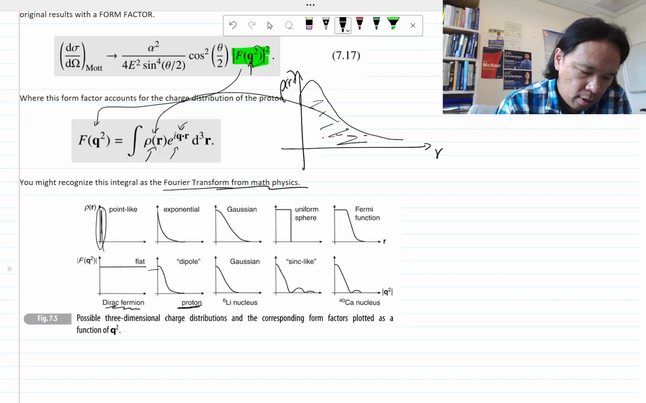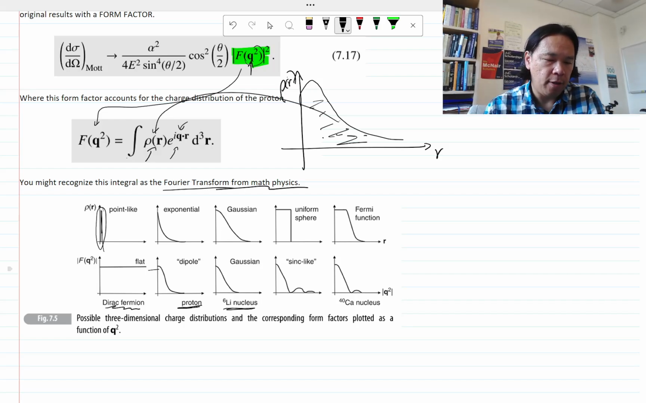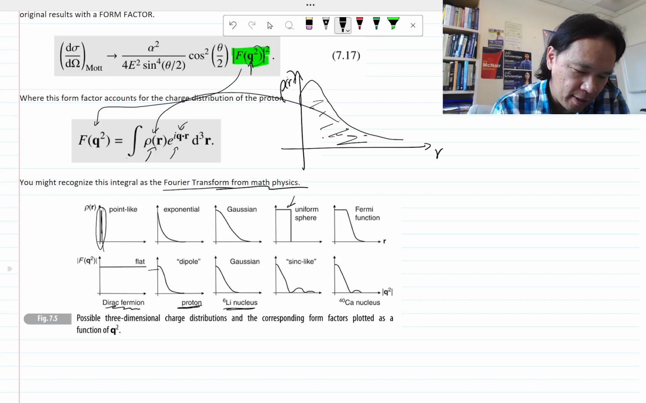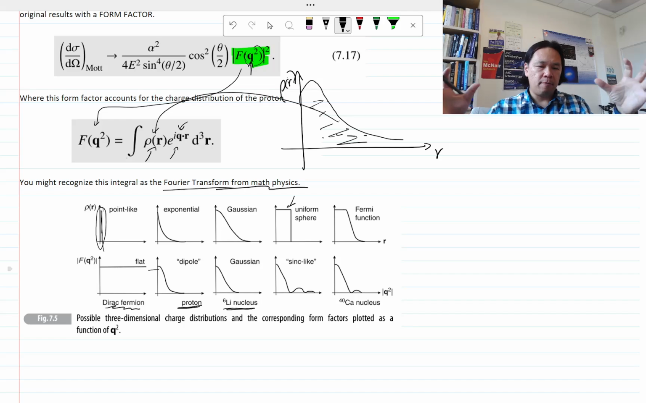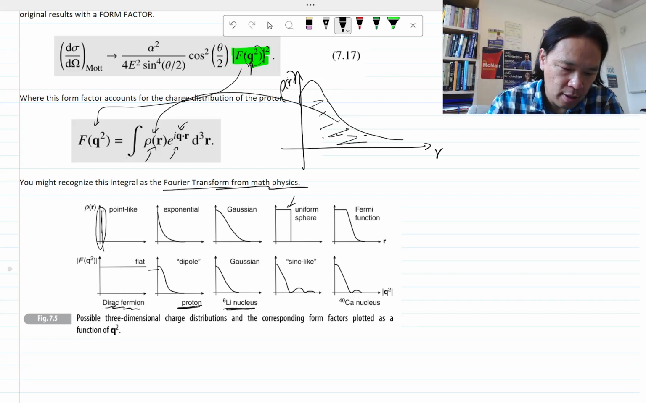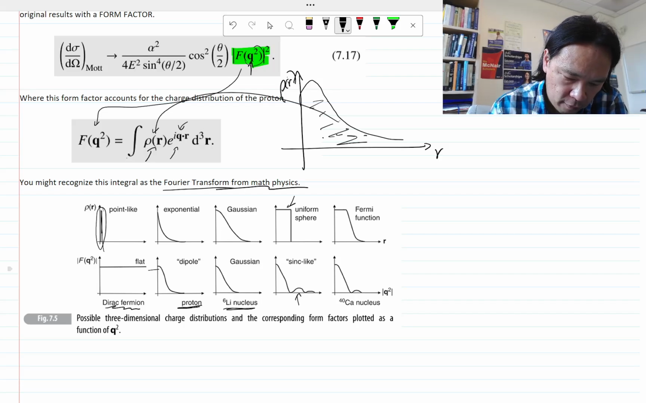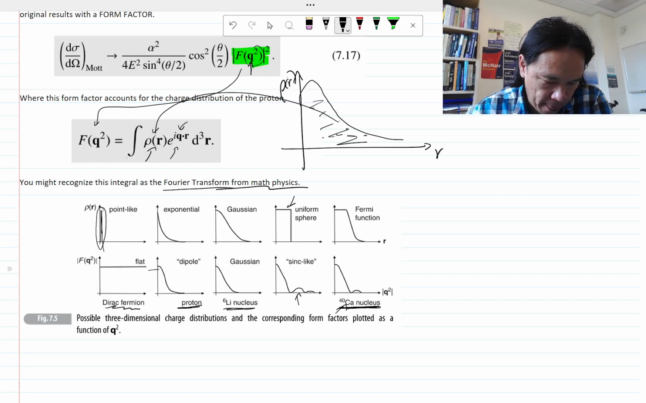Larger nuclei, instead of an exponential, are going to be modeled as a Gaussian because you have multiple little nucleons inside them. You can model the charge distribution as some uniform sphere. This is a very macroscopic thing: if you have a giant sphere just full of charge, the charge sphere that we see in introductory physics, you'll get what's known as a sinc function instead. For metal, this is for calcium 40.